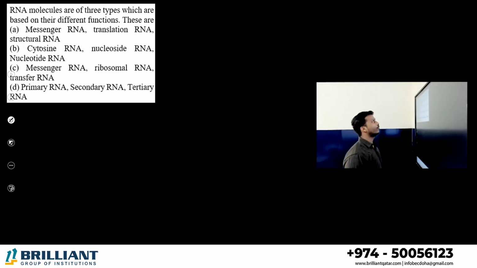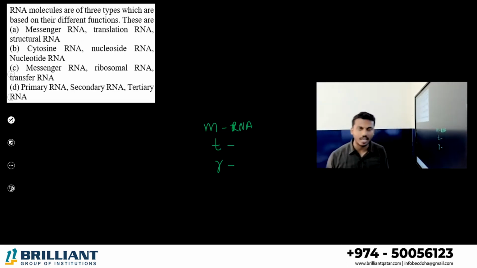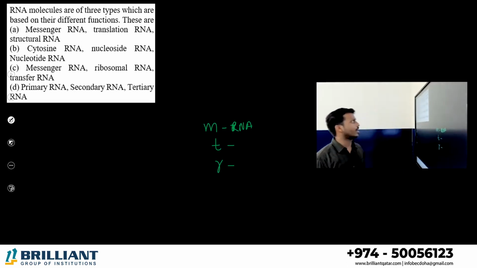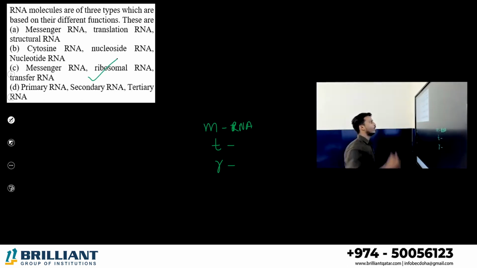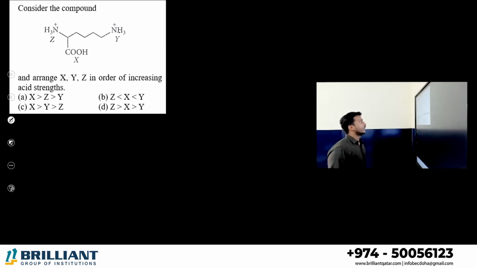RNA molecules are of 3 types, you know. The 3 types of RNA we discussed at the end of the chapter. They are mRNA. What is mRNA? Messenger RNA, tRNA and rRNA. Messenger RNA, then transfer RNA and also ribosomal RNA. Option C is the answer. The double strand helix structure of DNA was proposed by, we discussed one question before in part 1, Watson and Crick.